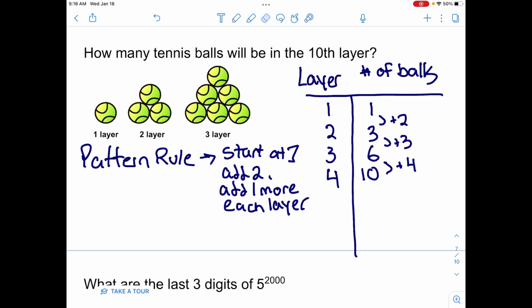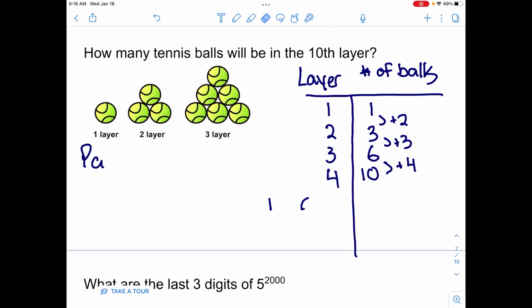There's also something called an explicit pattern rule. This is often harder to find, but if we can figure it out, it is easier to extend our patterns. It's not recursive, which means we won't have to know the one before it. To get to number 10, we had to know the 9th layer. To know the 9th layer, we had to know the 8th layer, and so on, all the way back to 1. That's called a recursive rule.